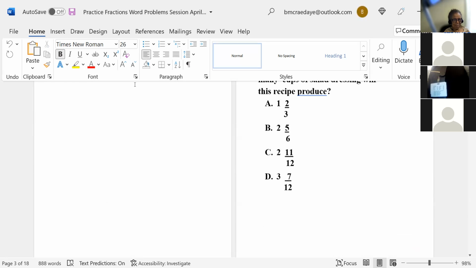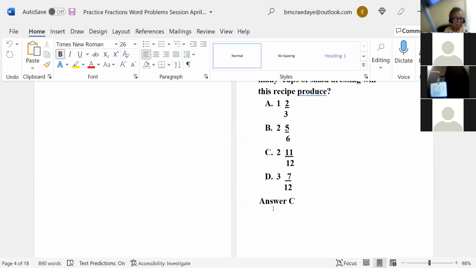So that's answer what? What did I say a while ago? You said 2 and 11 over 12. So what the answer is C. The choices, Maureen, were 1 and 2/3, 2 and 5/6, 2 and 11/12, and 3 and 7/12. So we got 2 and 11/12. So the answer is C. Questions?